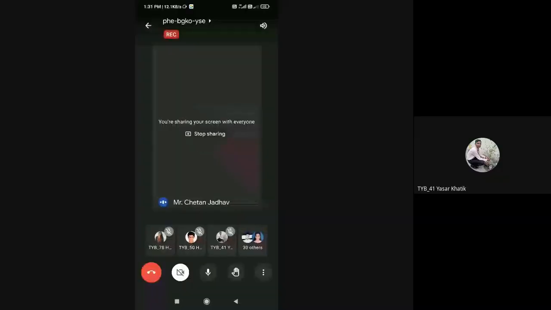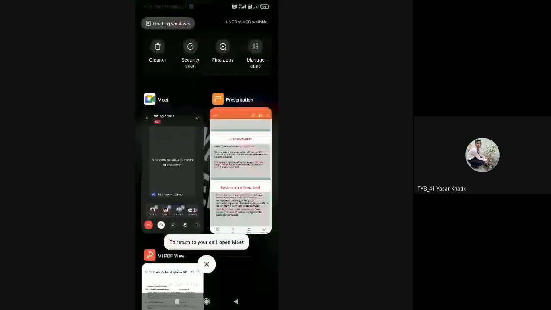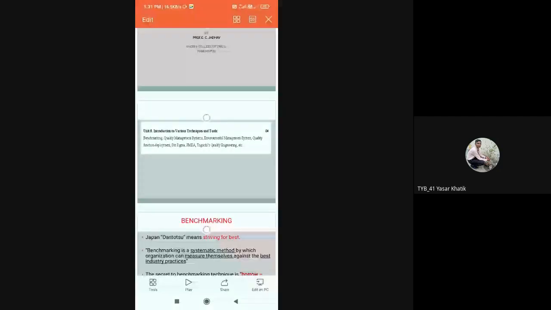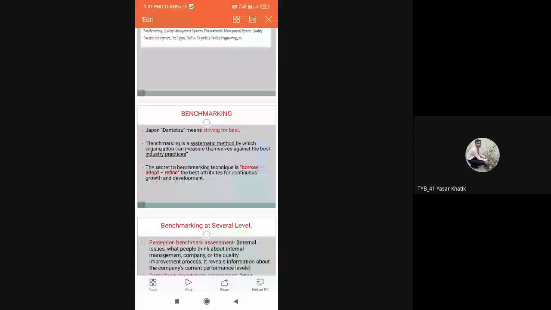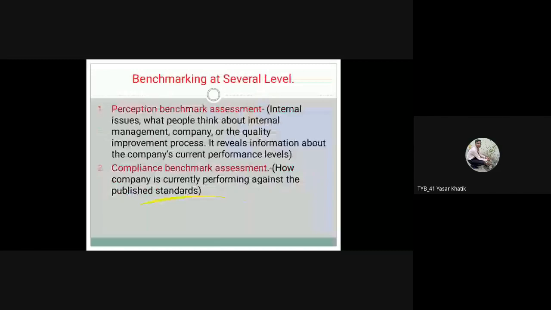So we have seen what is meant by benchmarking and what are the different processes of benchmarking and some disadvantages and advantages. Okay. So now you have understood in a better way what is meant by benchmarking. Okay. So next point is benchmarking at several levels. Okay. So there are 3 to 4 levels. So at that level we have to do a benchmarking. Okay. So one by one we will see.